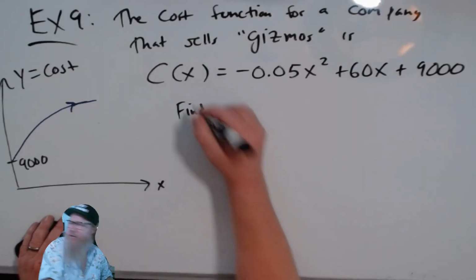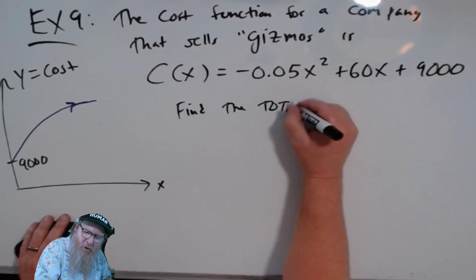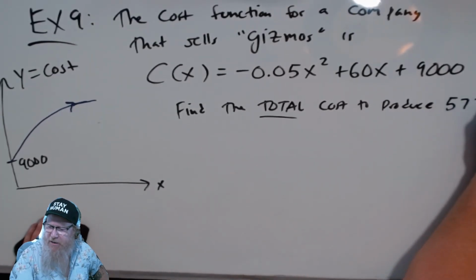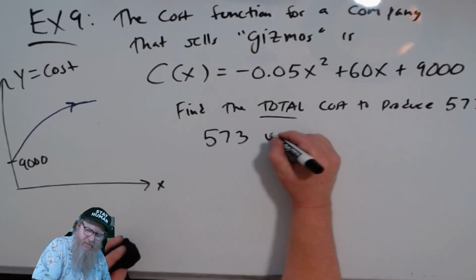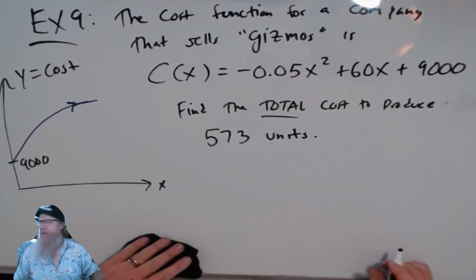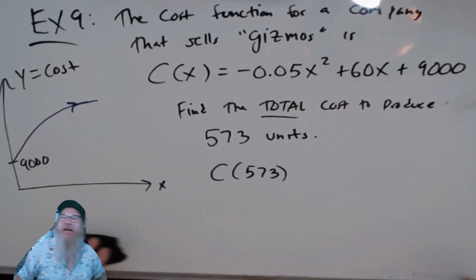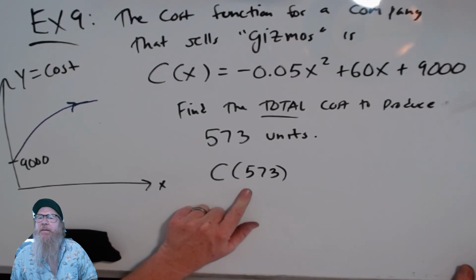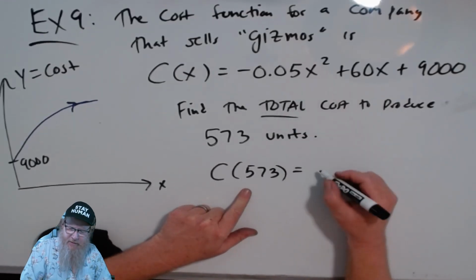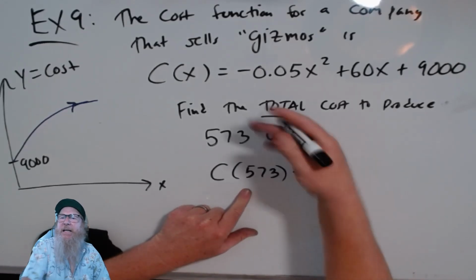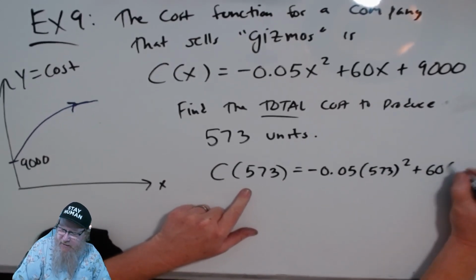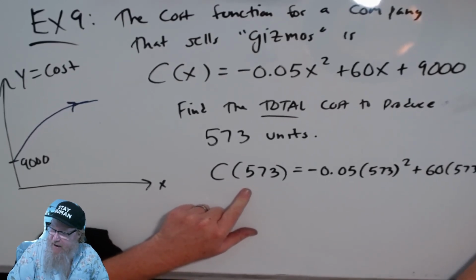So find the total cost to produce 573 units. This doesn't require any calculus. This is just arithmetic. Just plug in 573. We don't need calculus, so just take this formula, negative 0.05 times 573 squared plus 60 times 573 plus 9,000.